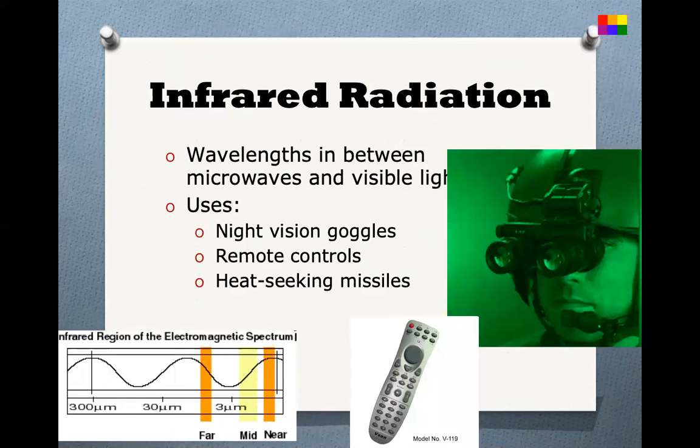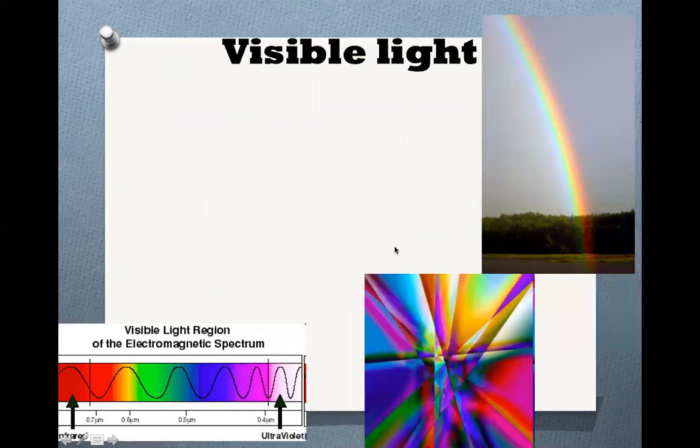Okay, next one is infrared radiation. So we're getting closer to the spectrum that you can see. We can't see infrared, but we're real close. Infrared wavelengths between the microwaves and the visible light are the infrared ones. So microwave is here, we'd have infrared, and then the light that you can see. Night vision goggles, remote controls, and heat-seeking missiles all use infrared. Infrared is also heat, so you can't see it, but you can feel it as heat.